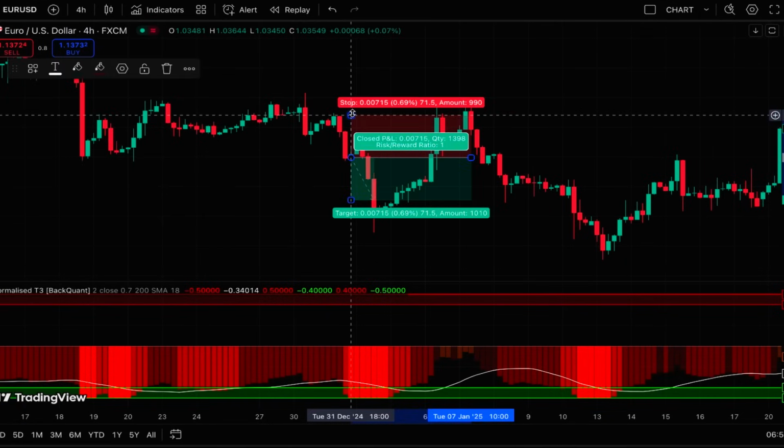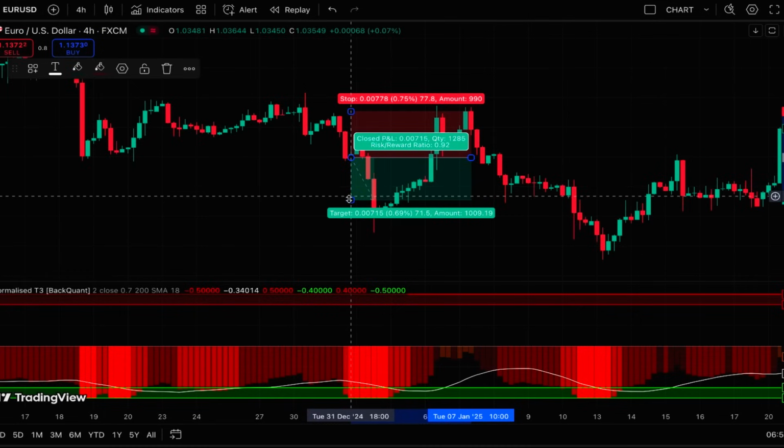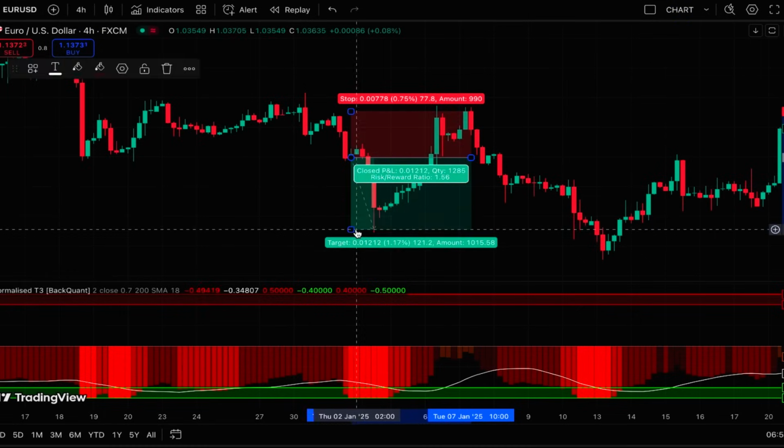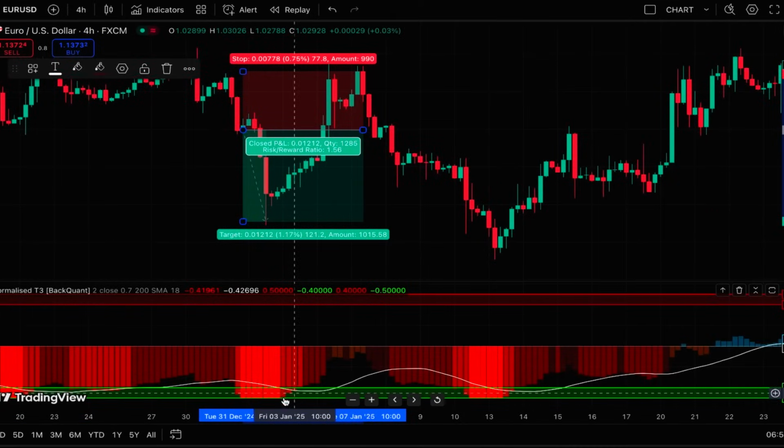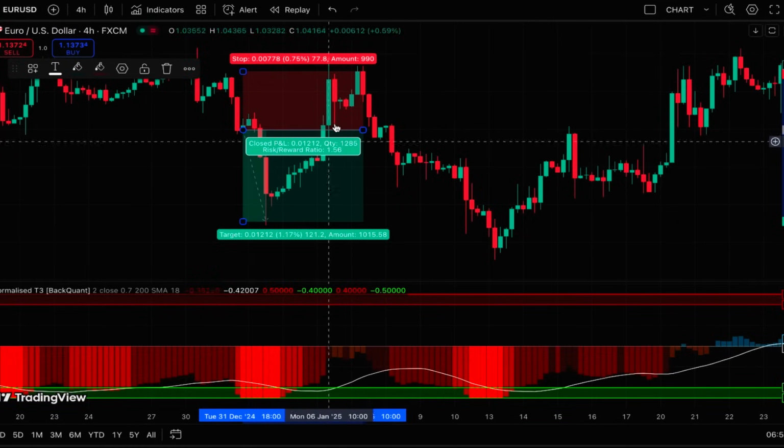The stop loss above the previous swing high and the profit target at 1.5 risk to reward ratio. Another example here, you can see that the histogram went above the moving average line, telling us that probably a pullback is forming on the chart.